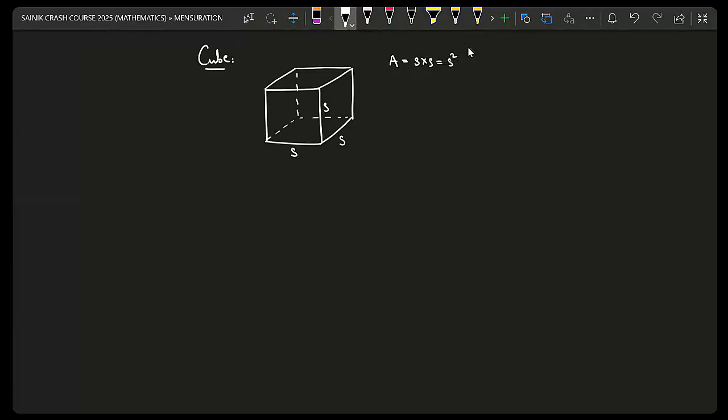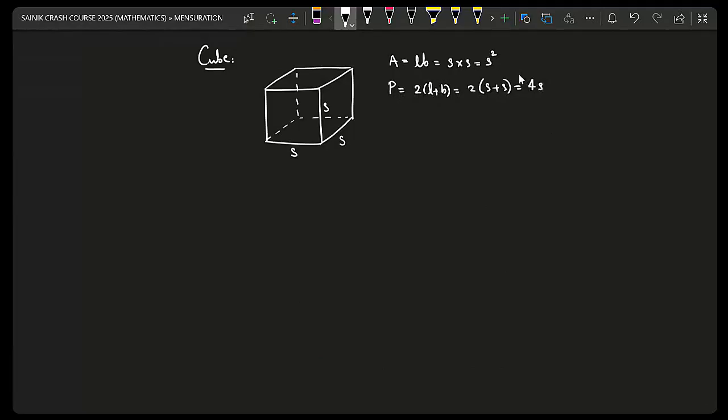Let me write the cuboid formula first and substitute so that you can understand. Cuboid base area we got LB, so in place of L you write S, B also you write S, so it's going to be S square. Then perimeter of the base we got 2 into L plus B for a cuboid. Now in place of L you write S, B also you write S. So 2 into 2S is going to become 4S. We know it's the perimeter of the square.